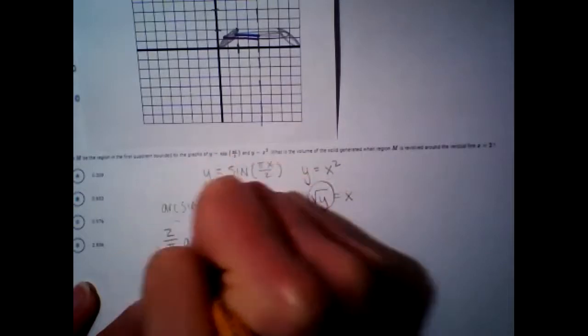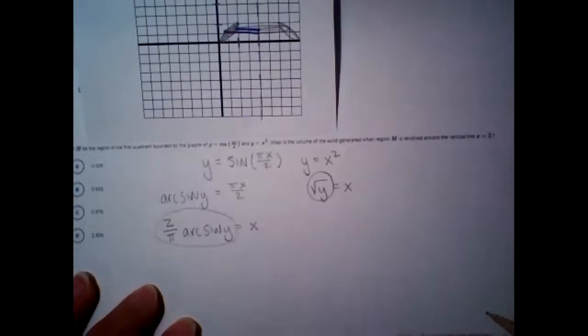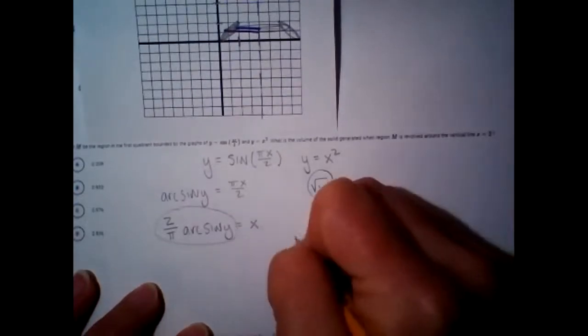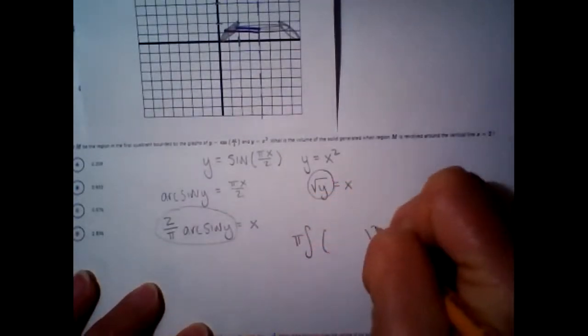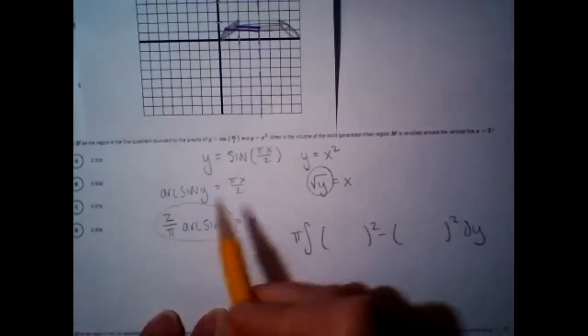So it's 2 over pi arc sine of y. So you have to stop what you're doing, rearrange those, and then we can set this up. It'll be pi integral of R squared minus r squared dy. I have a feeling I didn't leave enough space. I'm not going to be able to fit arc sine in there. I'll just have to write really little.